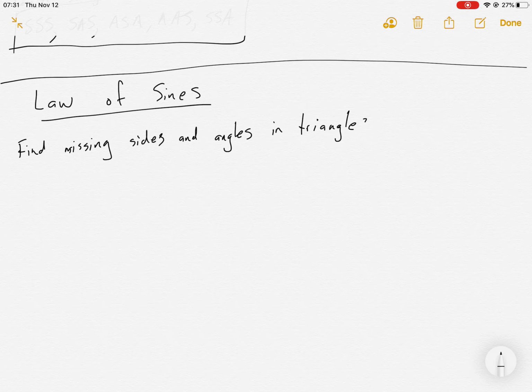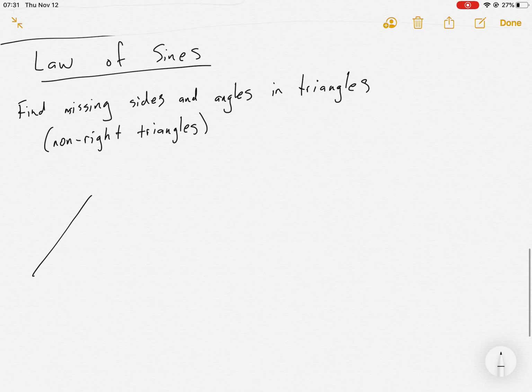And this is used mostly when we have non-right triangles. So that's really the key in these two units, is we're going to have non-right triangles. So let's just kind of draw our generic triangle. It's going to look like this. You can pick your own generic triangle if you want, but this is what I always draw. And so then across from those angles, we have the lowercase letters for side lengths.